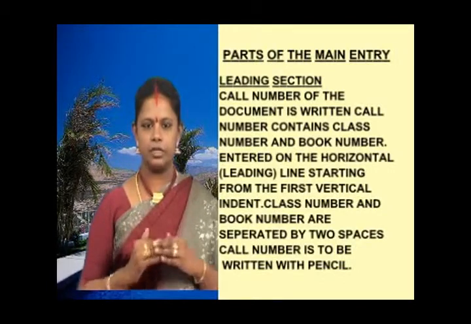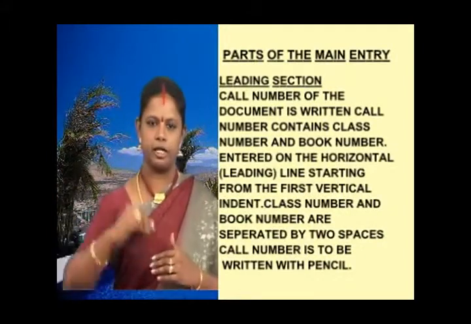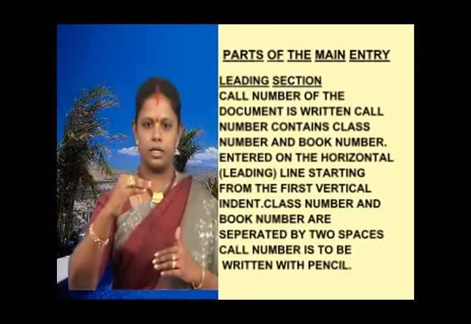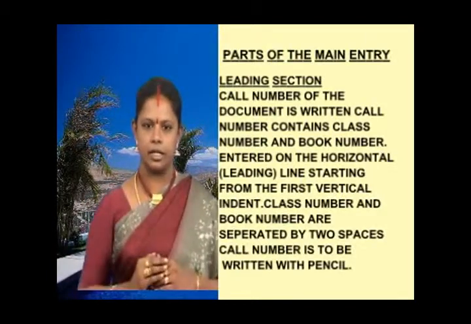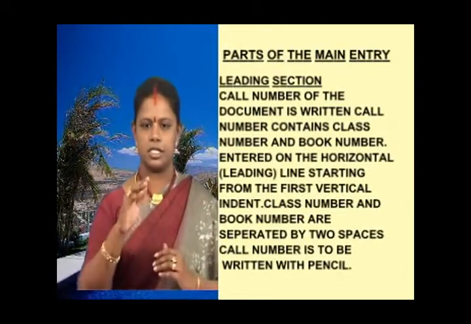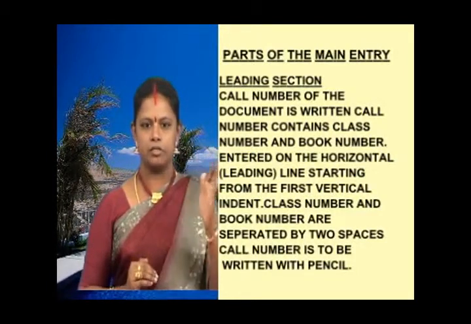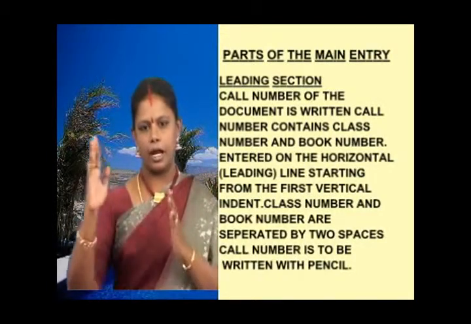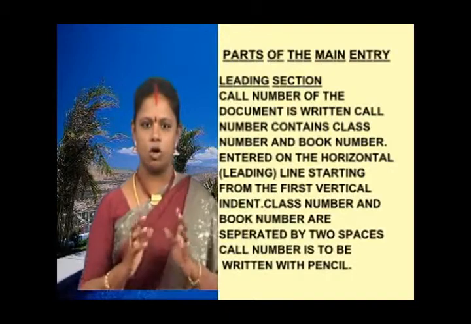Now we are going to start with the leading section of the main entry. The leading section is written on the horizontal line of the cataloging card, because a horizontal line can also be termed a leading line. So what are we going to write in this leading line? The call number of the document is written on the leading or horizontal line. We have to start from the first vertical line with the given class number, leave 2 spaces, and copy down the book number. The class number and book number together are known as the call number. The class number denotes the exact subject of the document, whereas the book number denotes the year of publication.